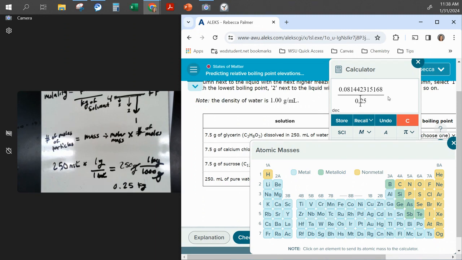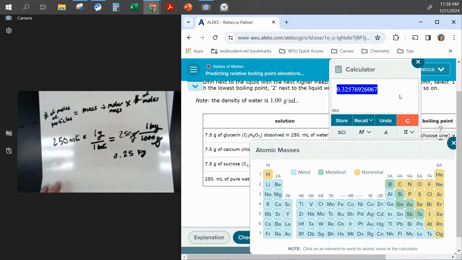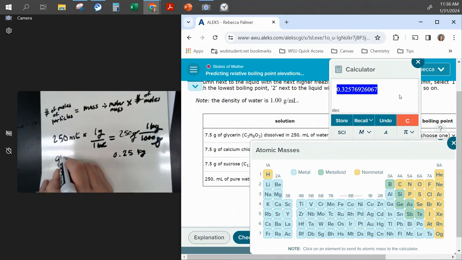Oh, there's a comma. So I'm going to write that down. The first one is glycerin, 0.3257.